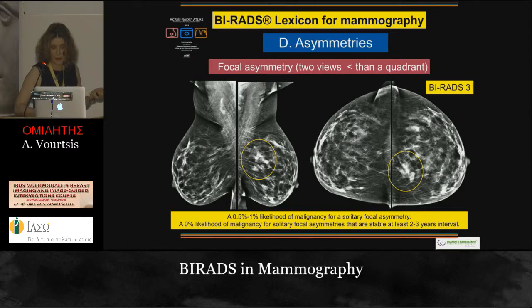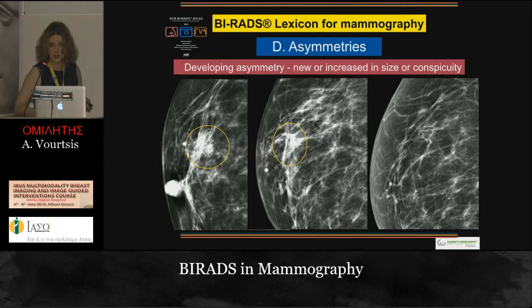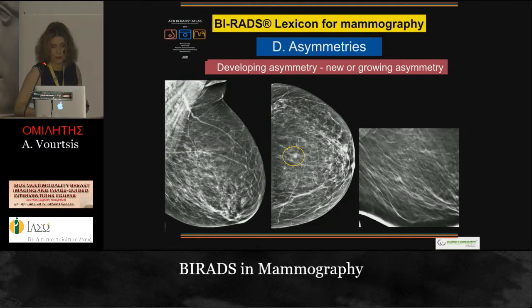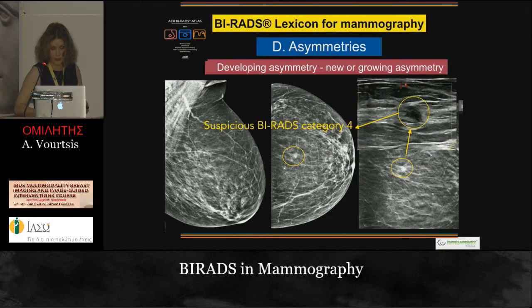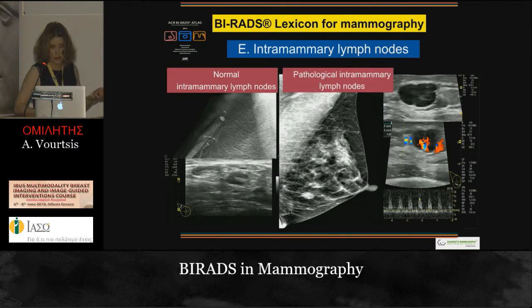The likelihood of malignancy in focal asymmetry is very low. However, further evaluation is needed to exclude the possibility of malignancy. Developing asymmetry is the most important one. If it is new or increased in size, it should always be considered suspicious. Further evaluation is needed, unless your patient recalls having a trauma or an injury in this area or has an inflammation. But further evaluation is mandatory because it might represent a new small cancer, and it is categorized as BIRADS 4.